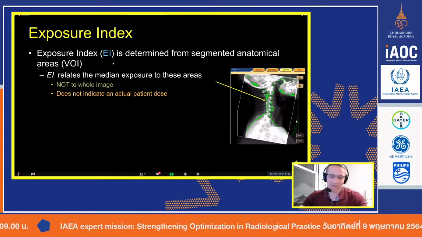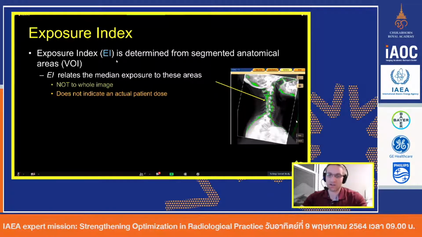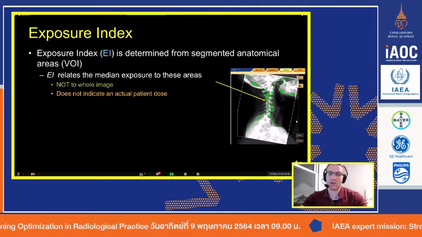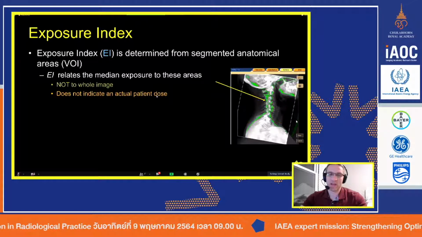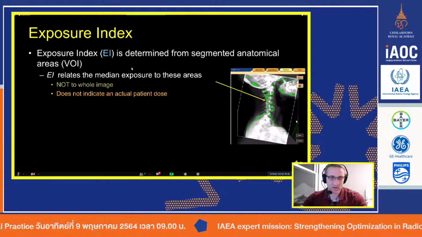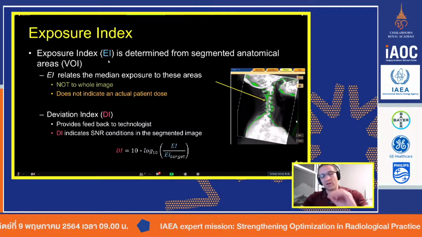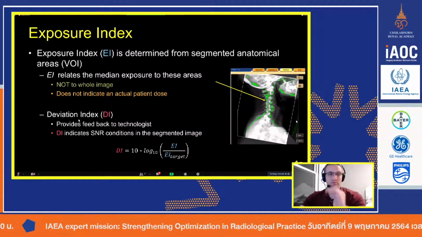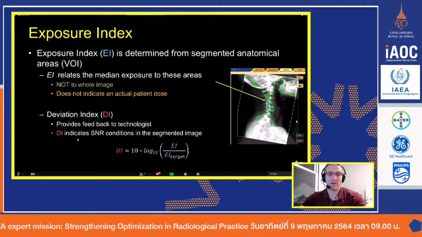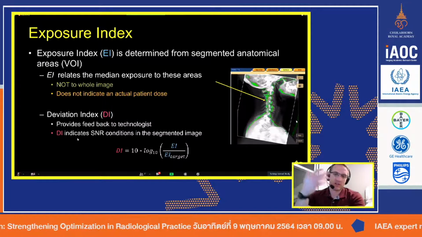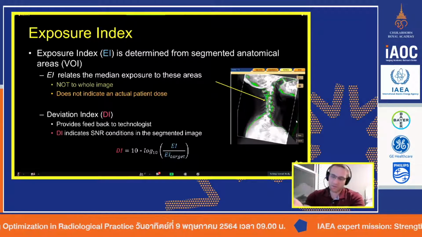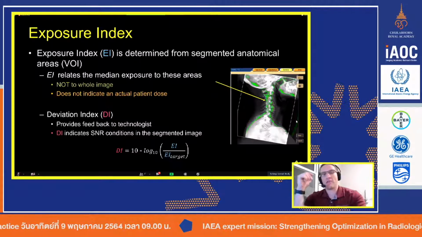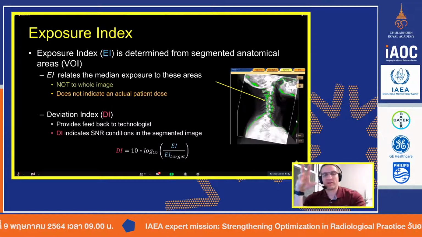So that was a long-winded way to say that EI is not patient dose. EI is a very specific dose to the detector as measured in the location of the anatomy of interest. So we can take the EI value and calculate one additional metric called the deviation index. Like I mentioned, there's an EI value for a chest, there's an EI value for a spine, there's an EI value for a wrist, a shoulder, everything. So how do you know which EI value is what?